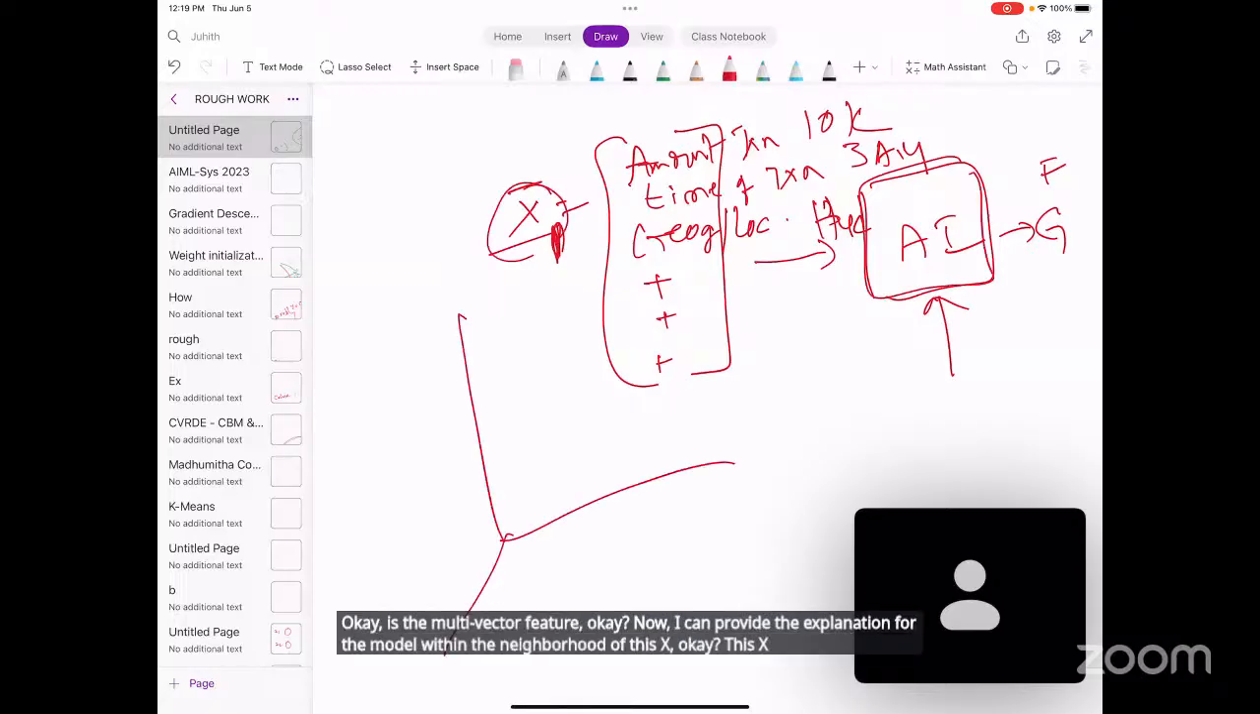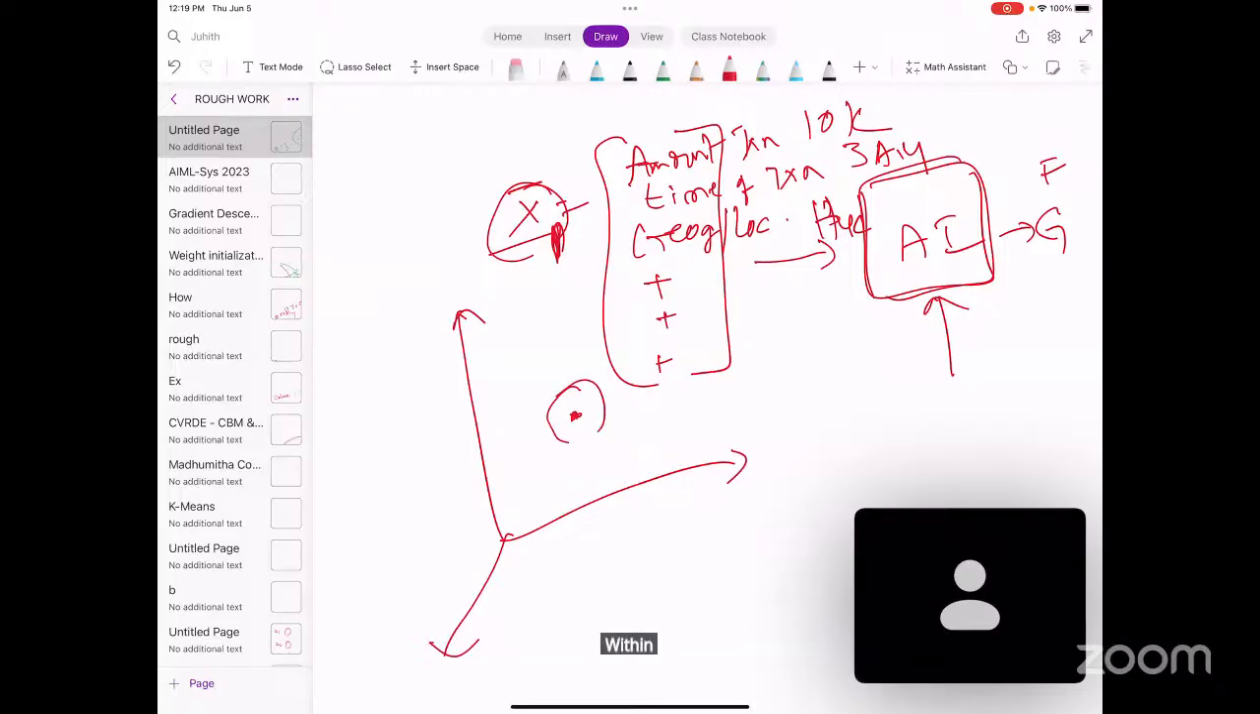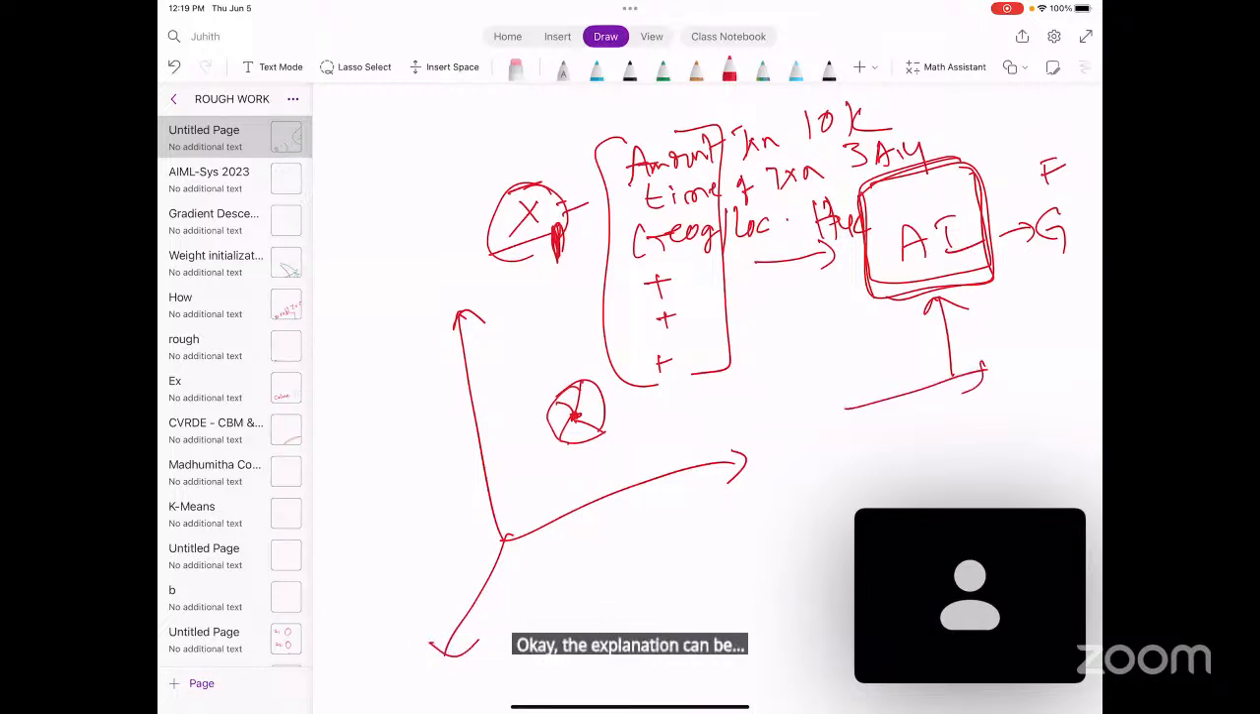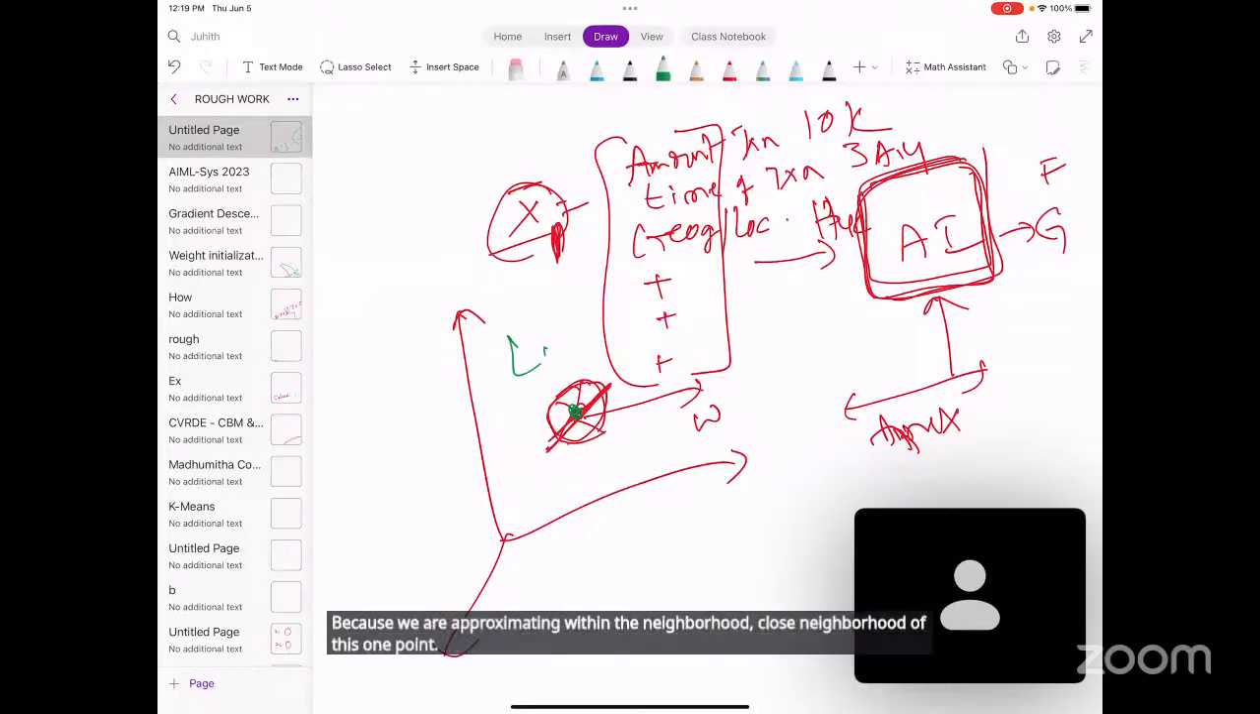This x can be a high dimensional point, 1 point in the high dimensional input space. Within the very close neighborhood of that point, I am providing an explanation. The explanation can be a simple linear model. I can approximate this black box model with a simple linear model within this neighborhood. This approximation is valid only within this neighborhood, and if you move away from this, the explanation can be wrong. That is why it is called local explanation.